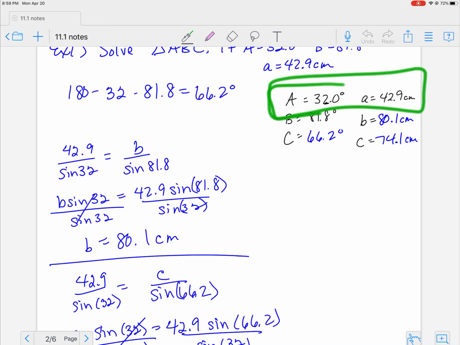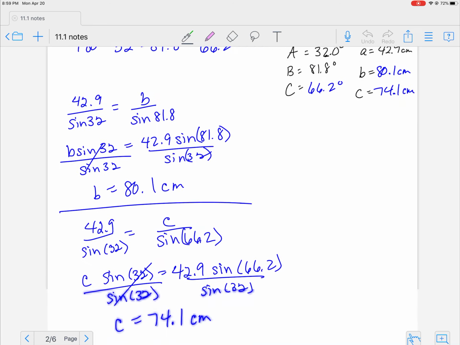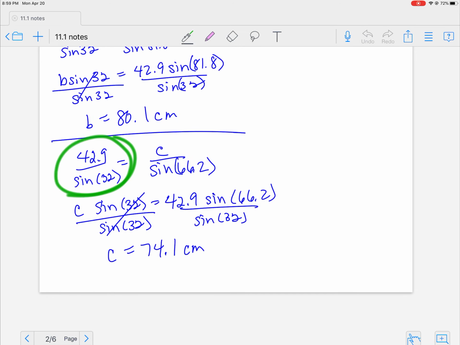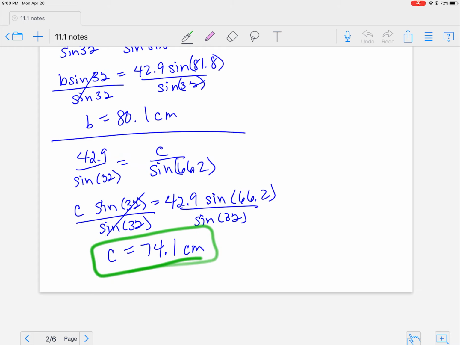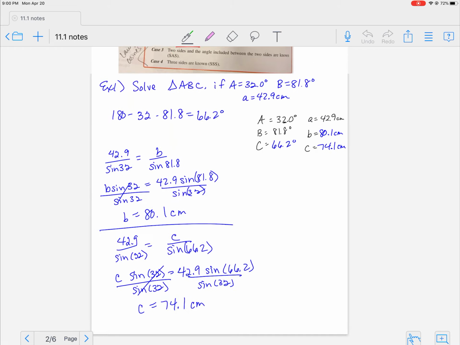All right, now you know B. Go back to the given. That's always good practice, to go back to what you're given, and we use that here. We're trying to find side C that goes with the 66.2. Again, you cross multiply, divide by that sine of 32, plug that into your calculator, and you get 74.1.